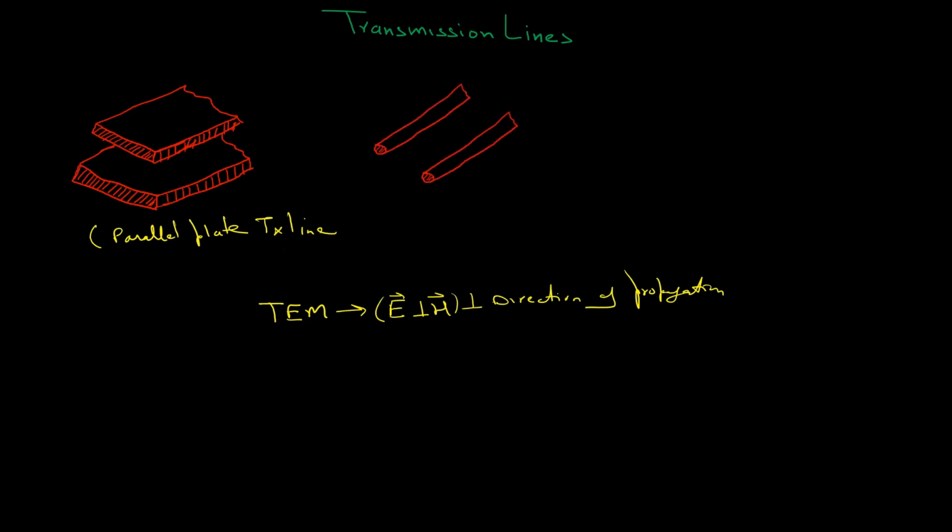Another type is the two-wire transmission line. This is called a two-wire transmission line, and we can write TX for transmission. The two-wire transmission line is used to transfer electricity from one place to another place.